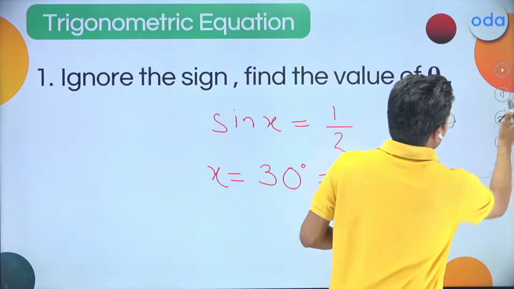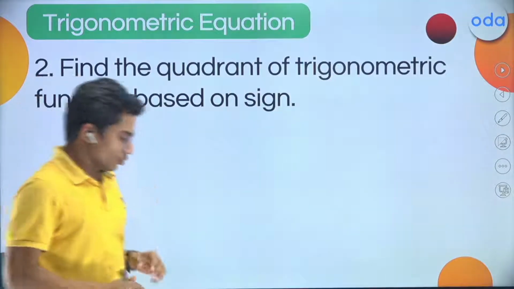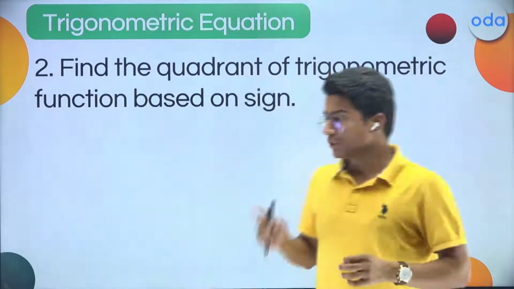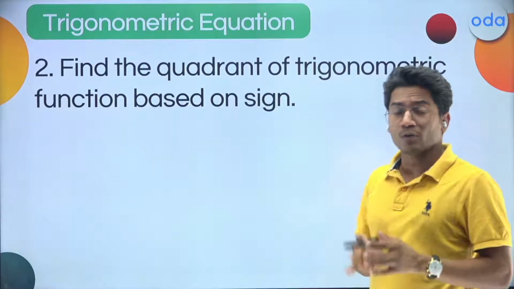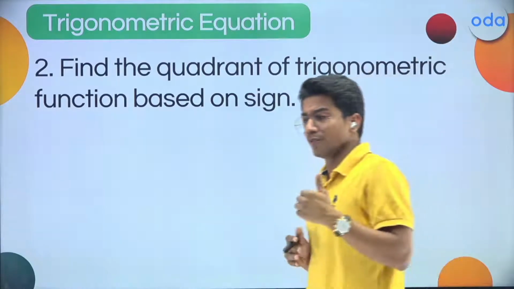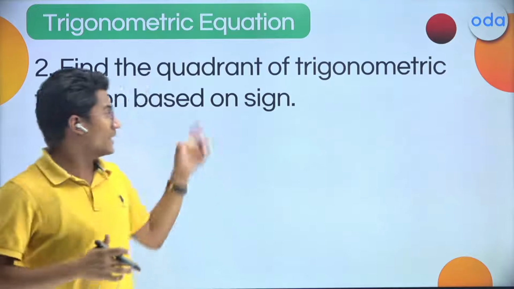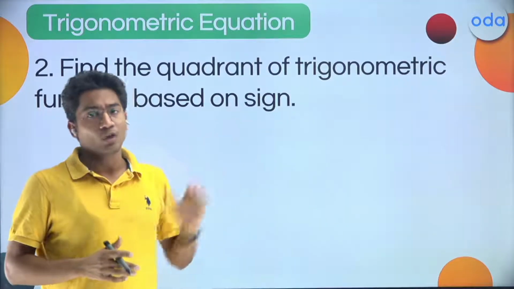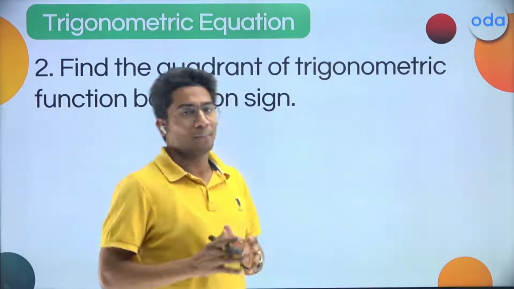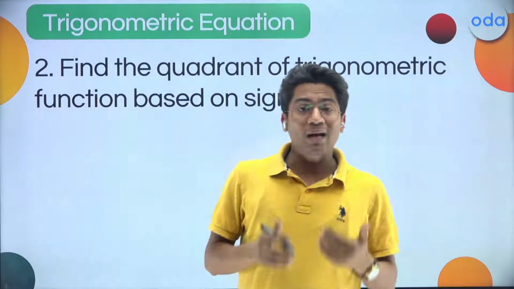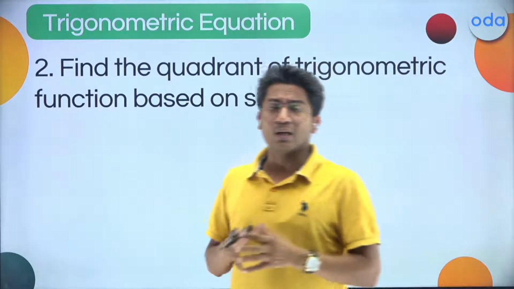Now let's come to the next step. What is the next step? Once you have found the angle, you have to find the quadrant of the trigonometric function which can give us that sine. So first we found the value of x, that is 30 degrees, pi by 6. Next is to find out whether the negative or positive sign we can get in different quadrants.